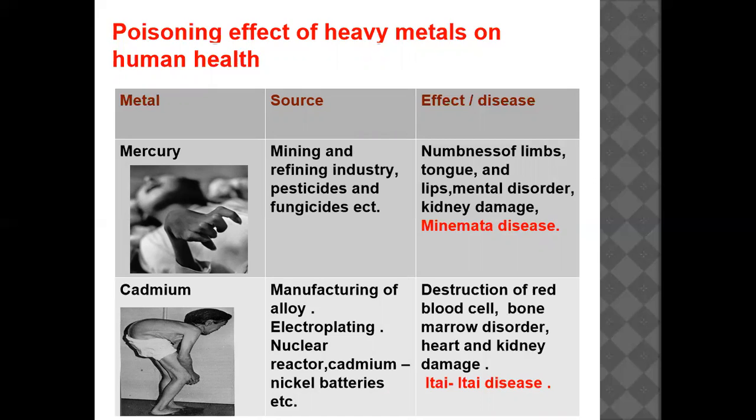Mercury source: mining and refining industries, pesticides and fungicides. Effects: due to mercury poisoning, mental disorder, kidney damage, numbness of limbs, tongue, etc. can happen, and Minamata disease also happens due to mercury poisoning.